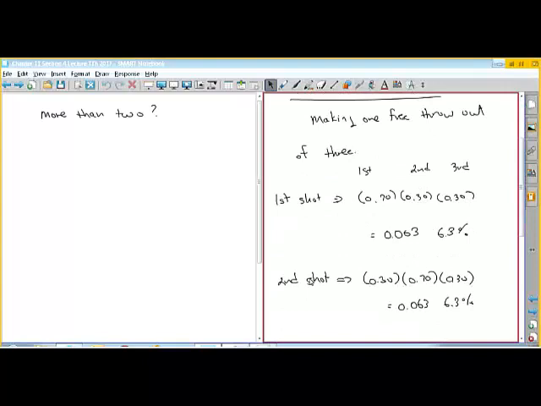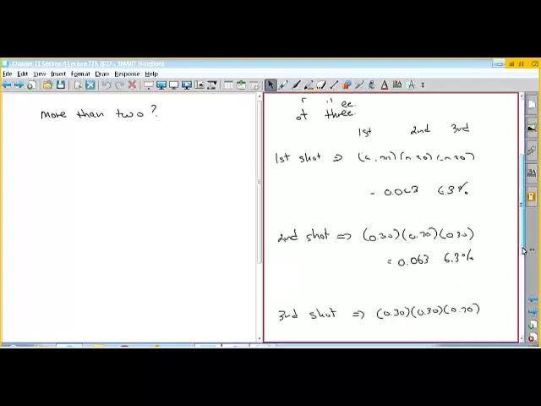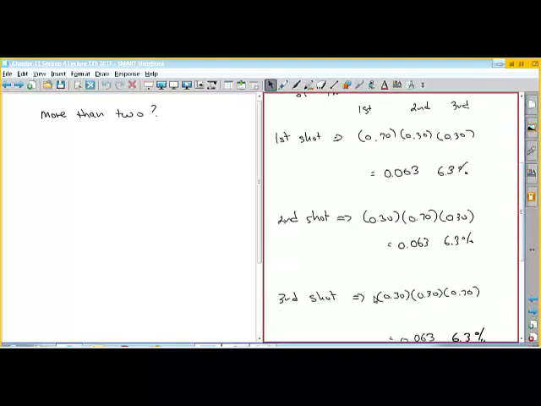And then you can look at the other 2 scenarios. We have the second scenario where they make the second shot but miss the first and the third. To find the probability of that happening, you take 0.3 probability of missing the first, 0.7 probability of making the second, and 0.3 probability of missing the third. You multiply those together, you get 0.063 again. And finally, when you make the third shot and miss the first 2, the probability of that happening is the probability of missing the first times the probability of missing the second times the probability of making the third.